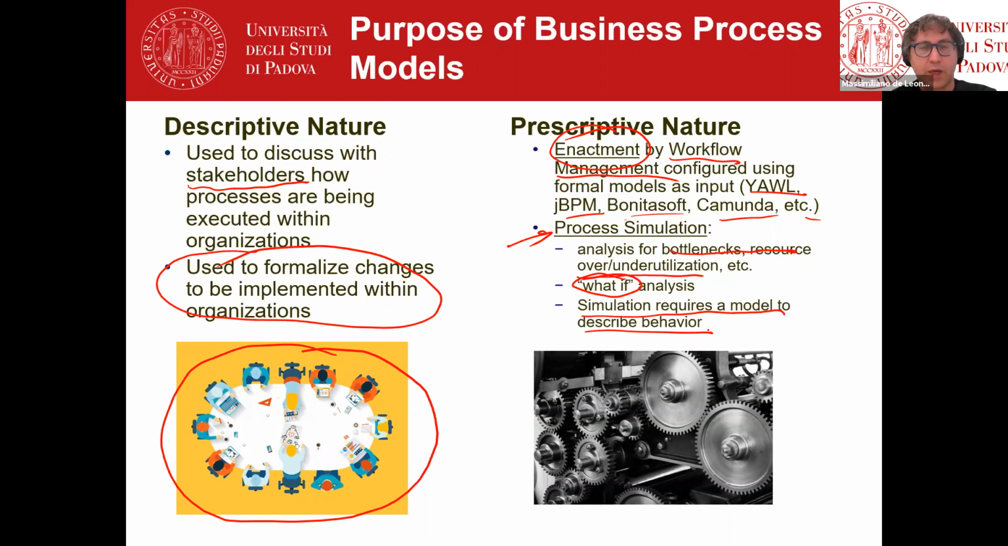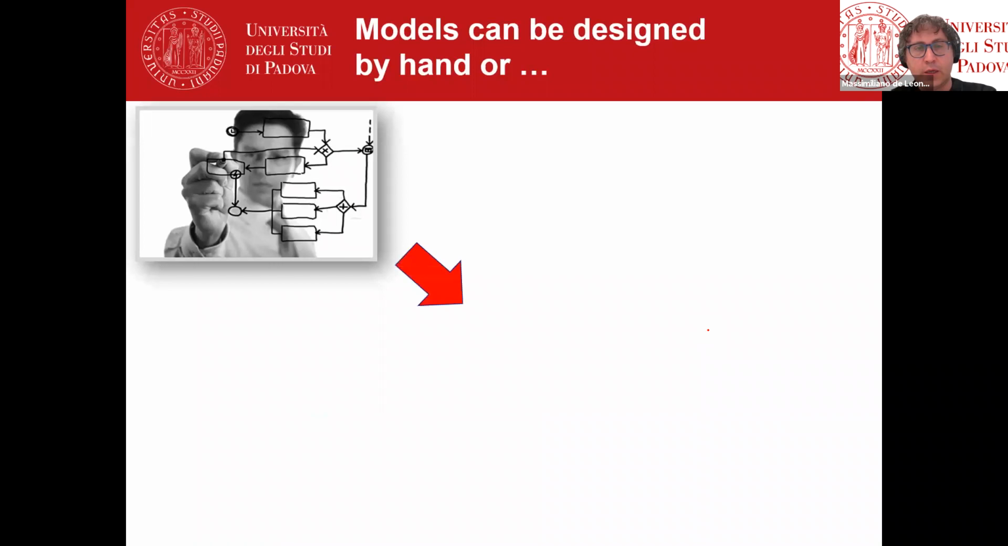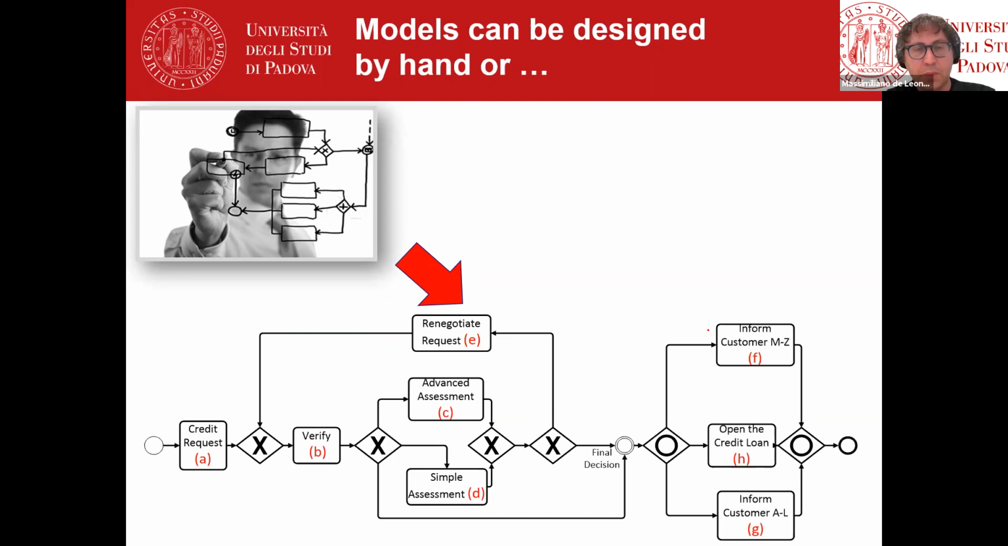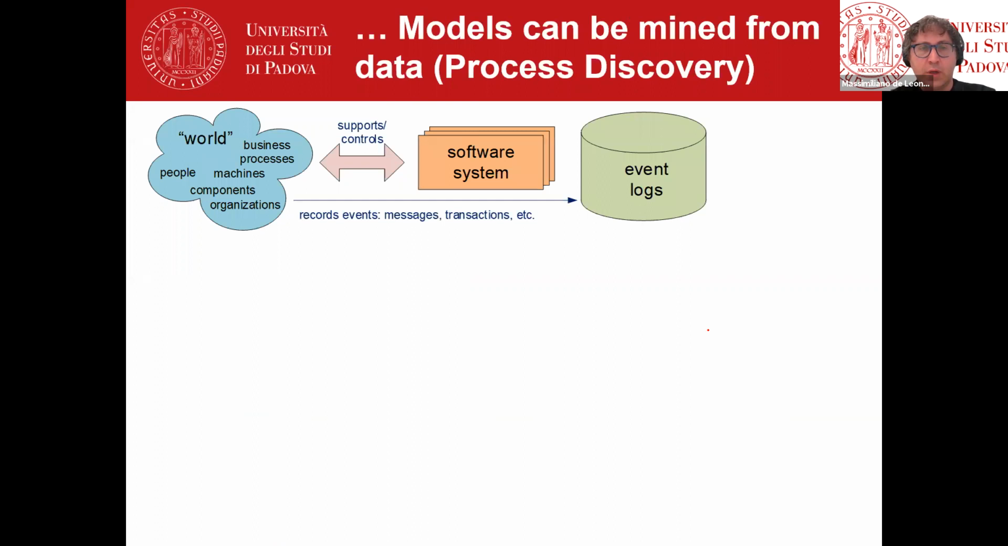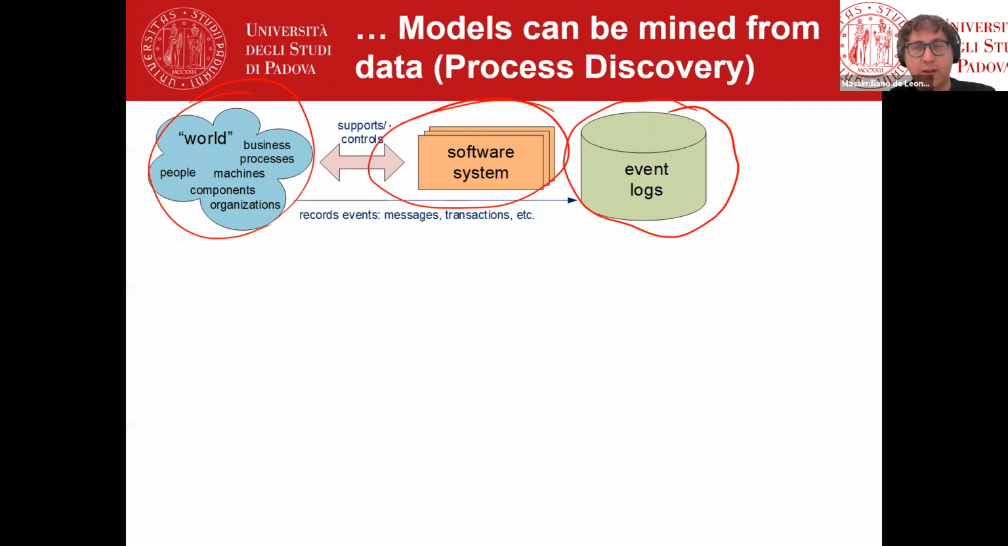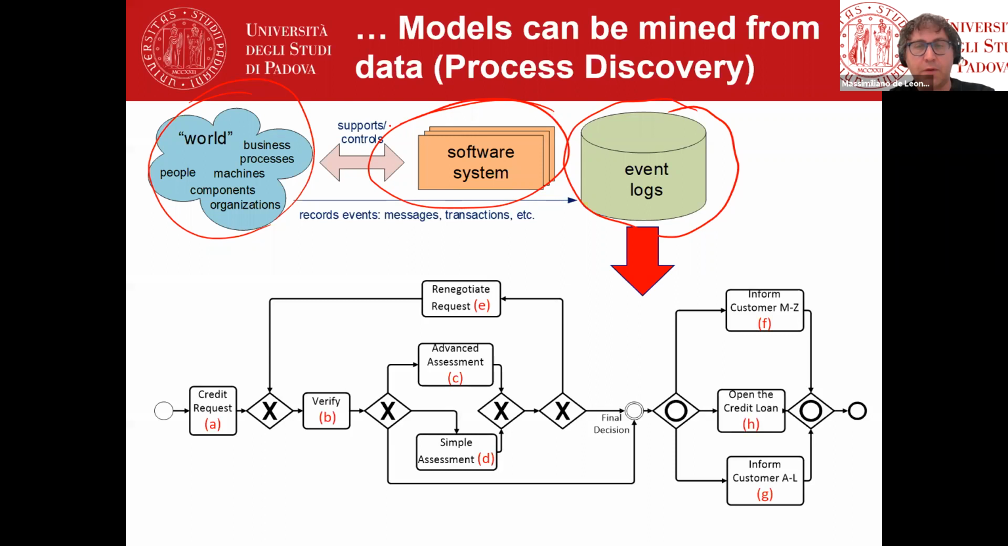These models can be designed along with stakeholders, and you can obtain a model such as this BPMN model, or, and it is also gaining momentum, you get an event log that basically records the events executed within the world through software systems. So every event corresponds to an execution of an activity within a process instance. And then you can use discovery techniques to come up with a model that summarizes the main behavior observed in the event log so that you know how the process is being executed.